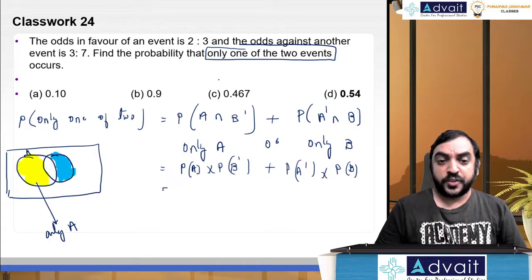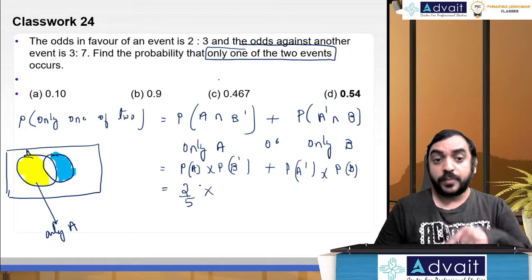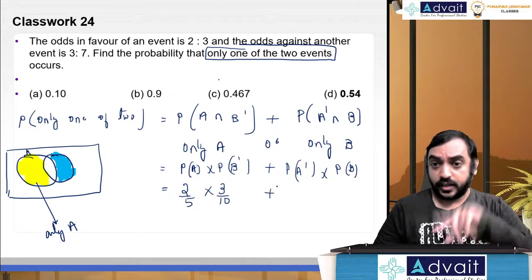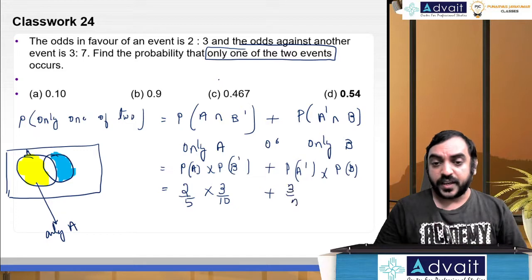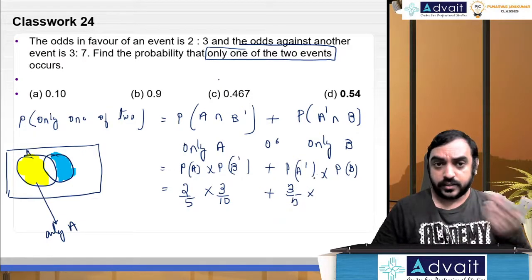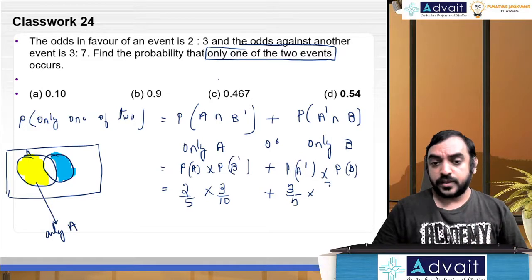So what is probability of A? 2 is to 3, so 2 by 5. B complement, 3 is to 7, 3 is anyway against, so 3 by 10. Plus A complement, that is the other one, against number, 3 by 5, times probability of B, that is B happening, second number, 7 by 10.